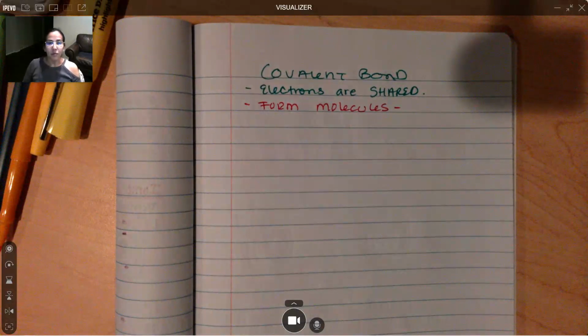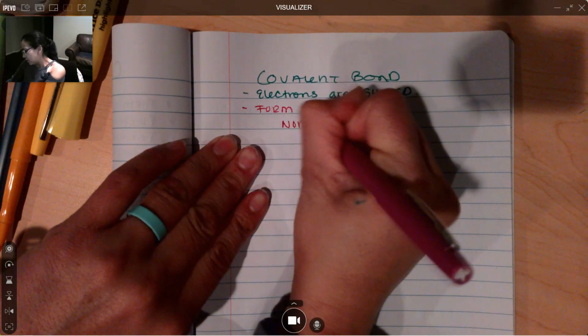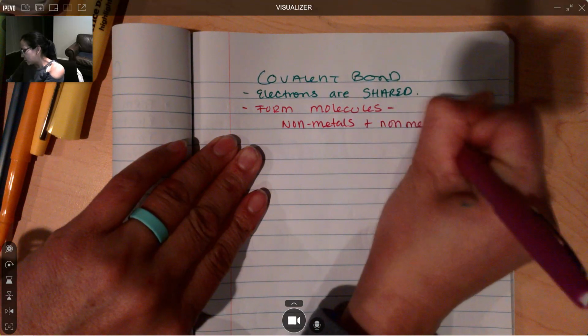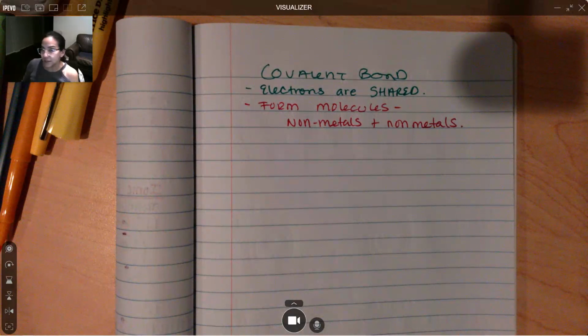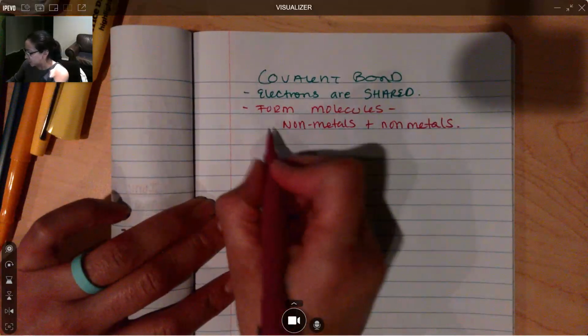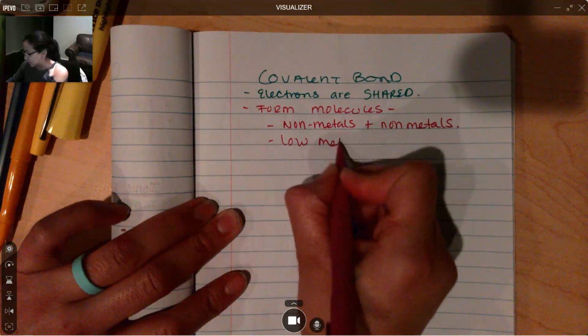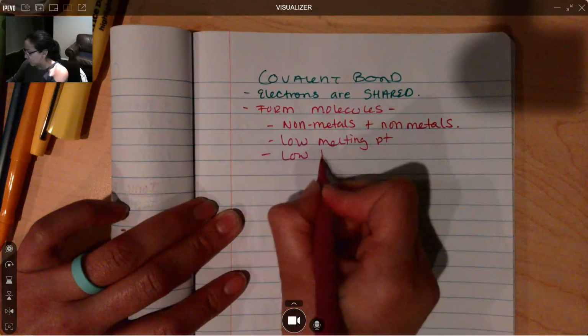A couple things: covalent bonds are made only by non-metals plus non-metals. And if we forgot to write it on the other one, ionic was metal plus non-metal, which I think we noticed with the lithium fluoride example. Covalent bonds also have low melting points and low boiling points.